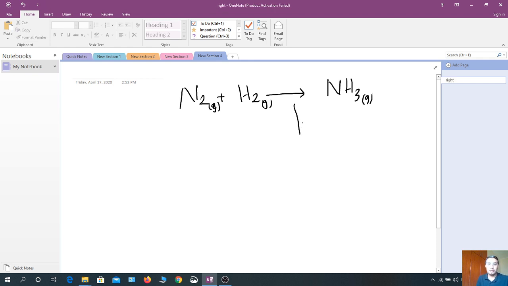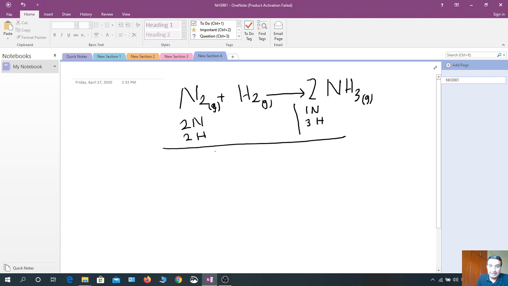So what I am supposed to do? First I will count each element on both sides. I have 2 nitrogen and I have 2 hydrogen. On the other side, I have 1 nitrogen and I have 3 hydrogens. So here what can I do to balance them? Definitely, in order to balance nitrogens, I have to put coefficient 2 here. If I put coefficient 2, I am going to write once again and recount after making any change.